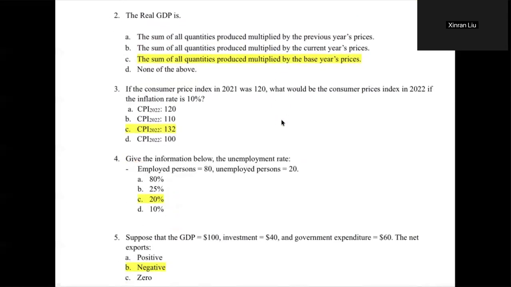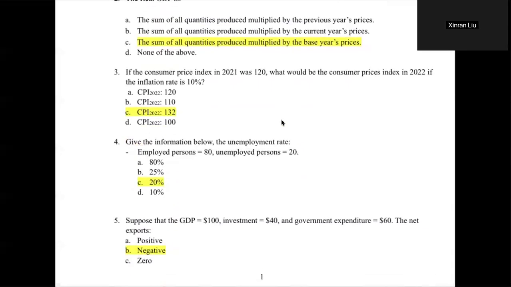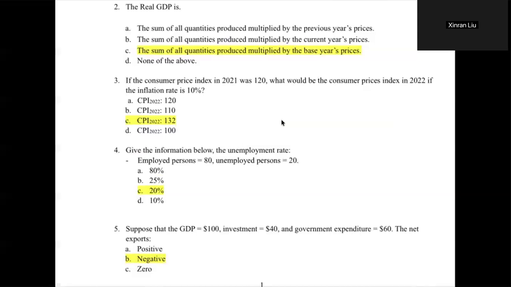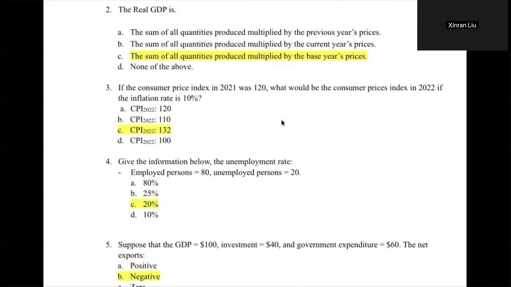Okay, let's look at 3 and 4. If the inflation rate is 10% and the base year's price index is 120, then what would be the CPI in 2022? This question is just using the definition of inflation rate by using the CPI. Okay, so it's just 120 times (1 plus 10%).